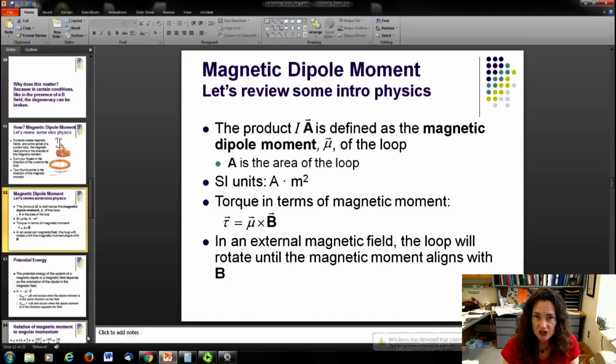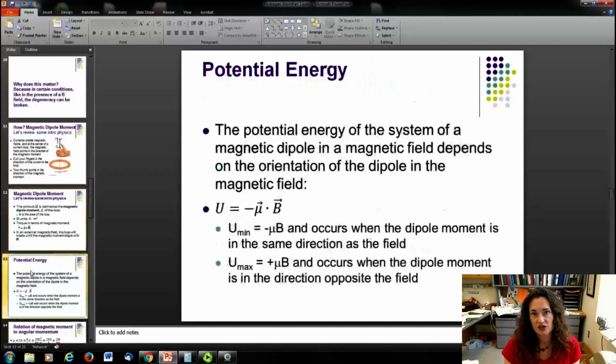Because there's some rotation going on, it's causing some energy changes. That means that there's also a potential energy associated with this value. The equation for the potential energy of a current loop in the presence of an external magnetic field is equal to the negative dot product between the magnetic dipole moment and the magnetic field. So U, in other words, is minus mu dot B.